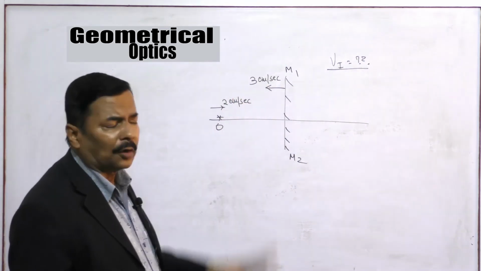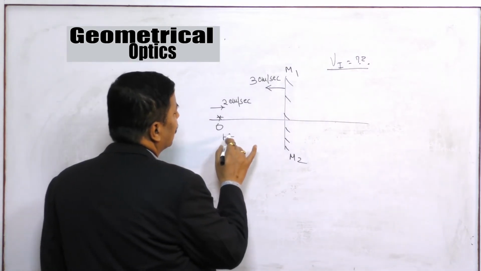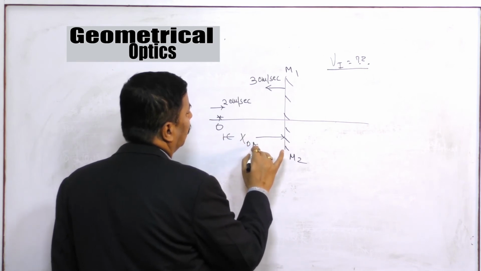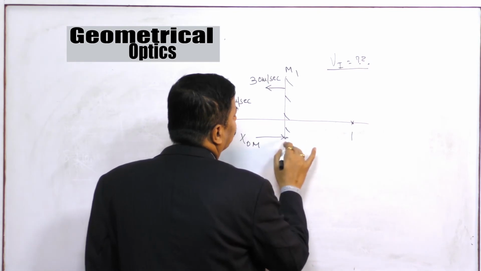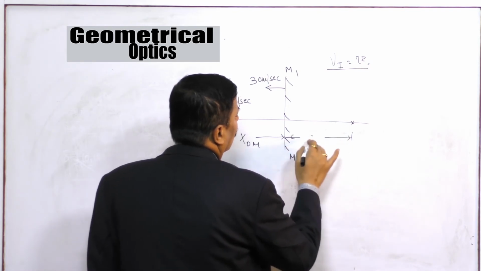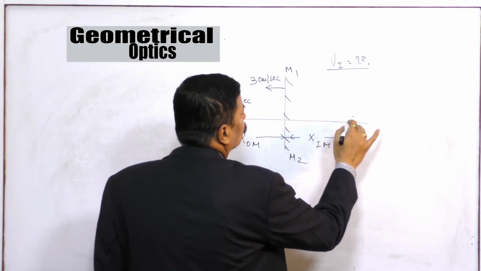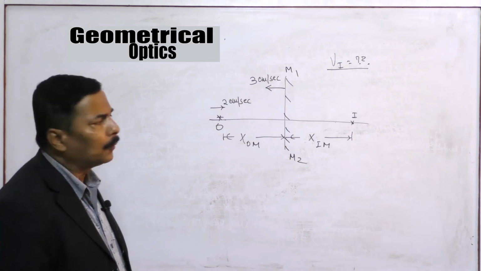What is here the velocity of image? Now if this distance is XOM, at the equal distance XIM, the image is there right now.